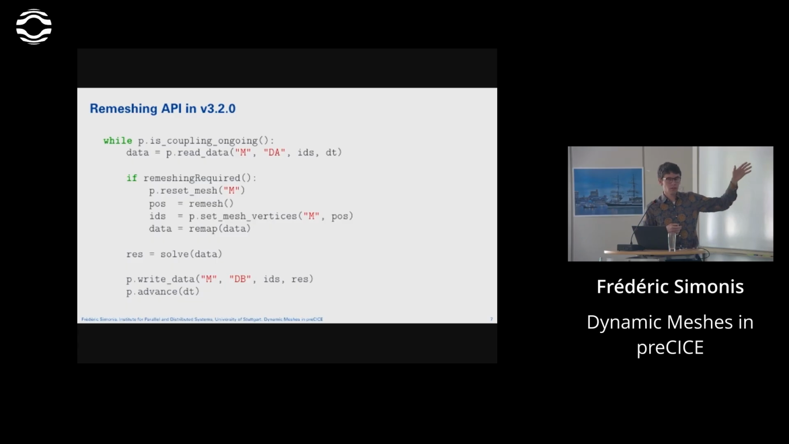Then after this, you continue as usual, right? You solve your system and so on, and you write your solution back to preCICE and continue as usual. And this is completely transparent on what happens in the background. So preCICE will handle this essentially without any other user intervention.